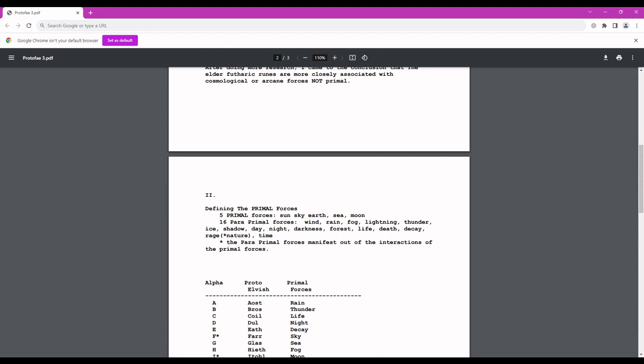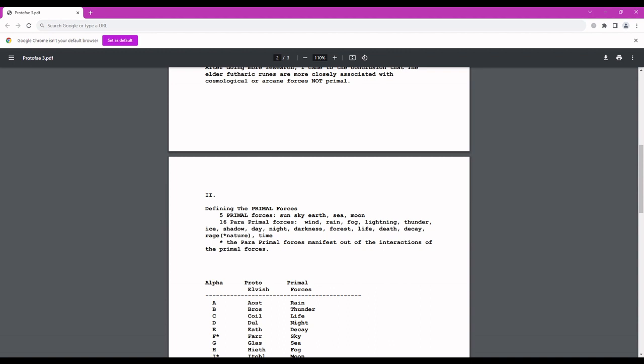Now, this brought me to another problem. Okay, 5 runes is not enough for primal runes. I mean, it would just be too hard to work them into a magic system. So I came up with the concept of para-primal forces. Now, I defined para-primal forces as forces that manifest out of the interaction of the primal forces. Kind of a simple concept, one that's been used before. I think in D&D they called them para-elementals. So kind of the same concept, but applied to primal forces. I came up with wind, rain, fog, lightning, thunder, ice, shadow, day, night, darkness, forest, life, death, decay, rage, and time. Now, from a magical standpoint, this works much, much better.